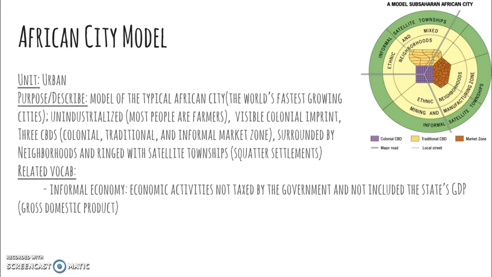The African city model, also urban, is the model of a typical African city, which are some of the fastest growing cities in the world. These cities are unindustrialized, which means most people are farmers. It has a visible colonial imprint and three CBDs, which are colonial, traditional, and informal market zones, surrounded by neighborhoods and ringed with satellite townships, which are also called squatter settlements. And related vocab is the informal economy, which is economic activities not taxed by the government and not included in the state's GDP.